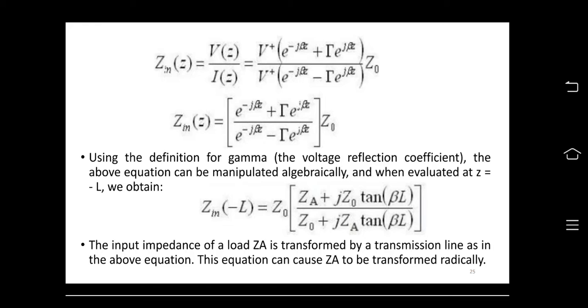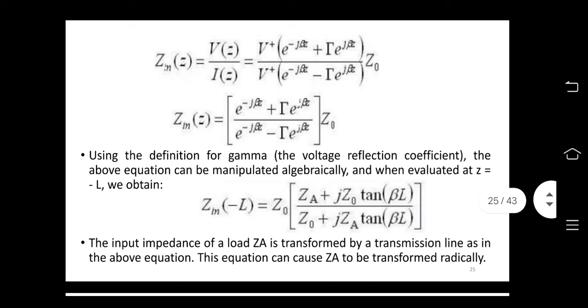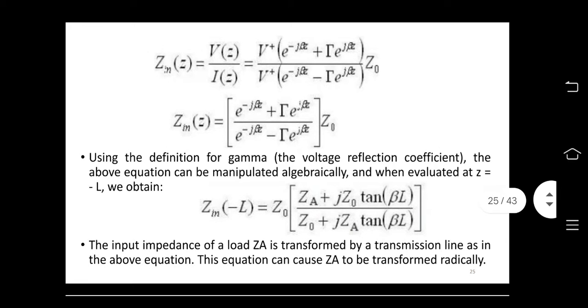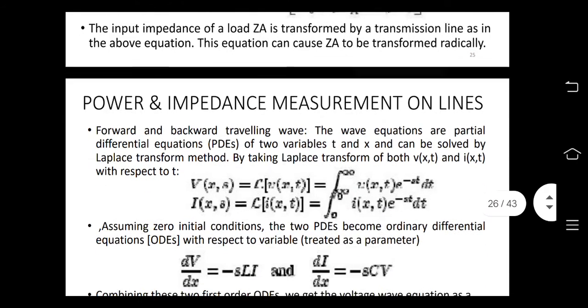Using the definition for gamma, that is the voltage reflection coefficient, the above equation can be manipulated algebraically. When evaluated at Z equals minus L, the simplified form is Zin of minus L equals Z0 into ZA plus j Z0 tan beta L divided by Z0 plus j ZA tan beta L. The input impedance of a load ZA is transformed by a transmission line as in the above equation. So this equation can cause the impedance to be transformed radically.